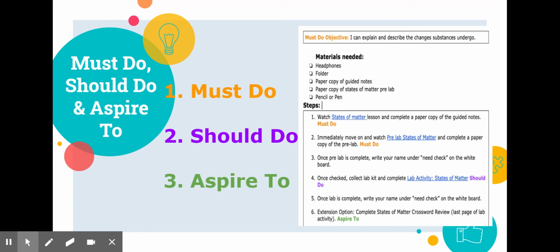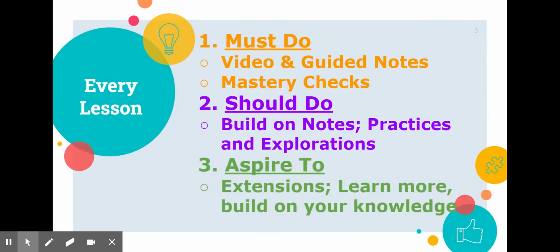Lessons in the modern classroom have three levels. And so those levels are must do, should do, and aspire to do. So a must do activity is something that, you guessed it, you must do. So those are things like videos and guided notes. There is no exception. Those have to be done, they're non negotiable.